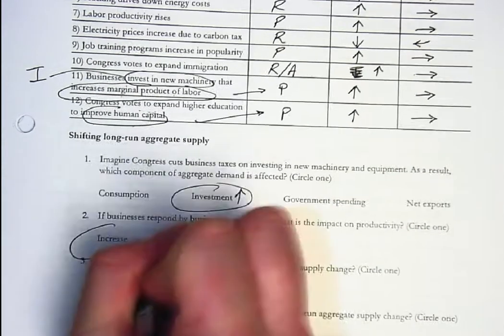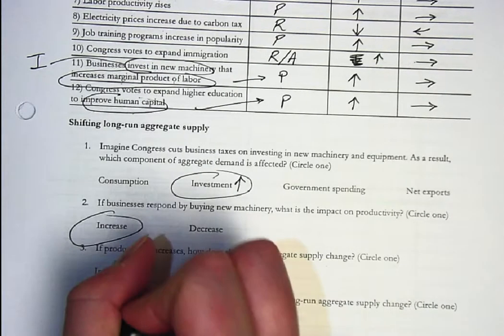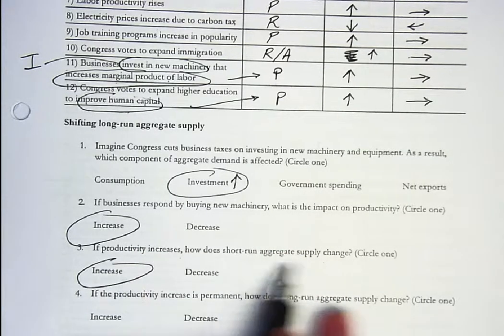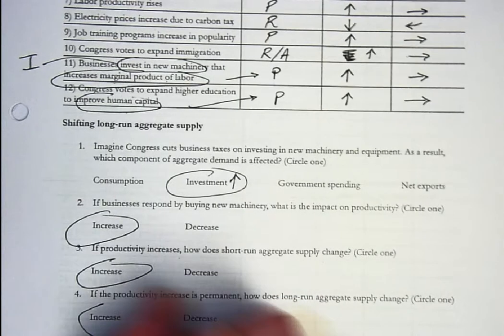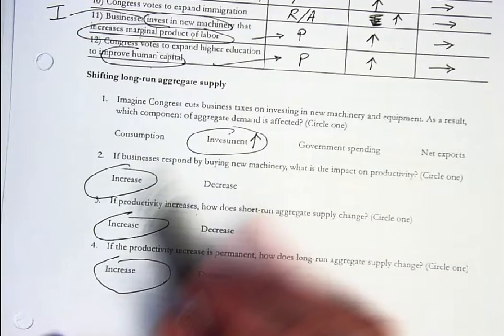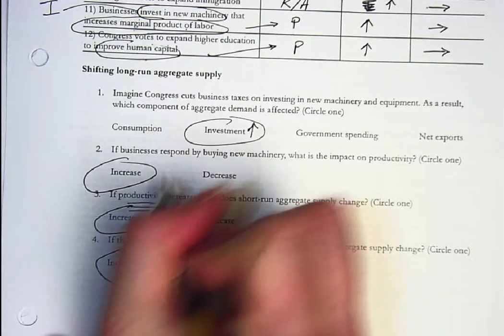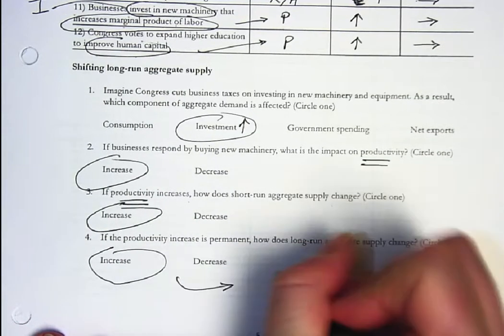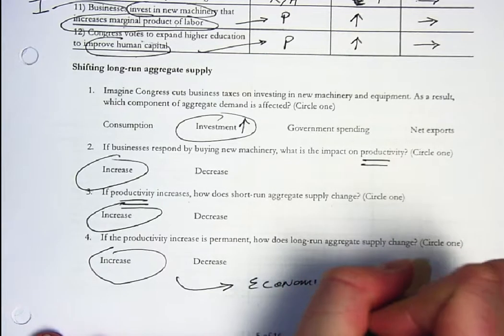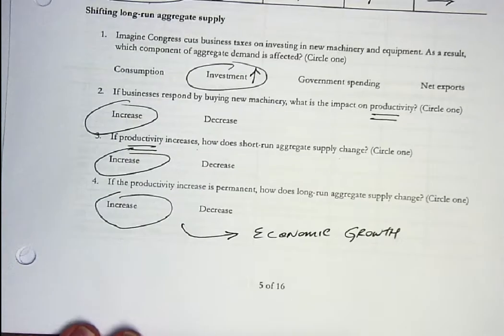So increase. If productivity increases, how does short-run aggregate supply go up? Well, it goes up. I gave you the answer there. Productivity is more, so aggregate supply increases. And if it's permanent, how does LRAS change? Well, that's an increase. So this can be the connection here. For a lot of folks, this is a link chain that's pretty important. If you can increase investment spending and it makes us more productive, right? More productive, and that's permanent, you can get what we call economic growth. Economic growth. And economic growth happens by making our ability to produce more goods and services happen.